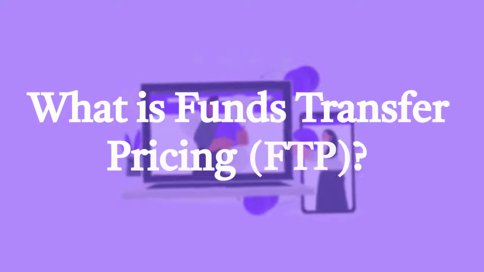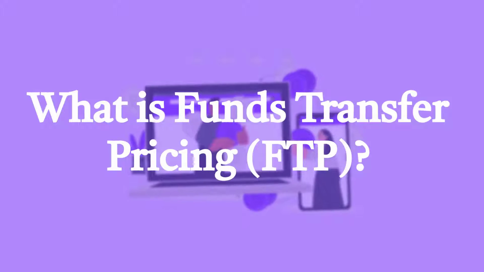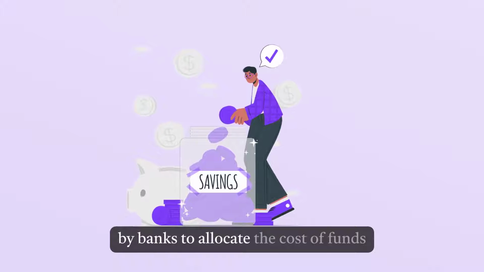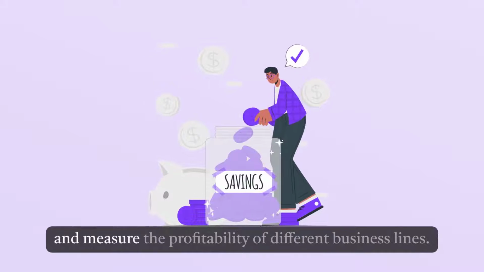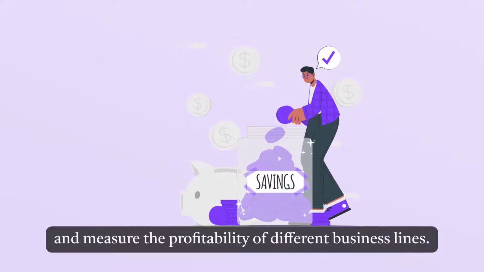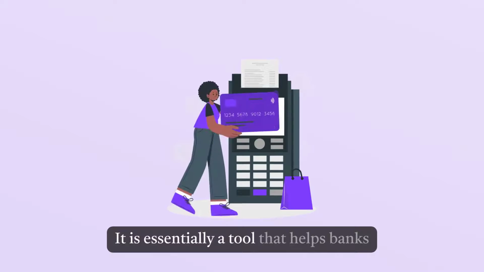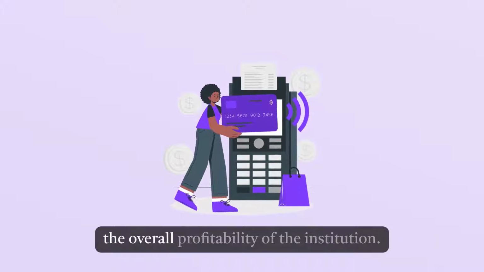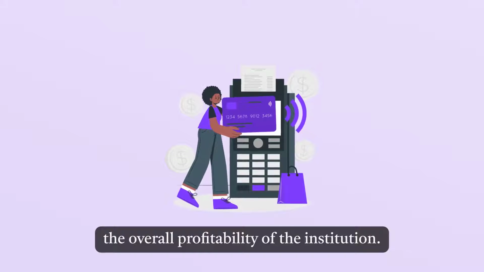What is funds transfer pricing, FTP? Funds transfer pricing is an internal mechanism used by banks to allocate the cost of funds and measure the profitability of different business lines. It is essentially a tool that helps banks determine how much each business unit contributes to the overall profitability of the institution.